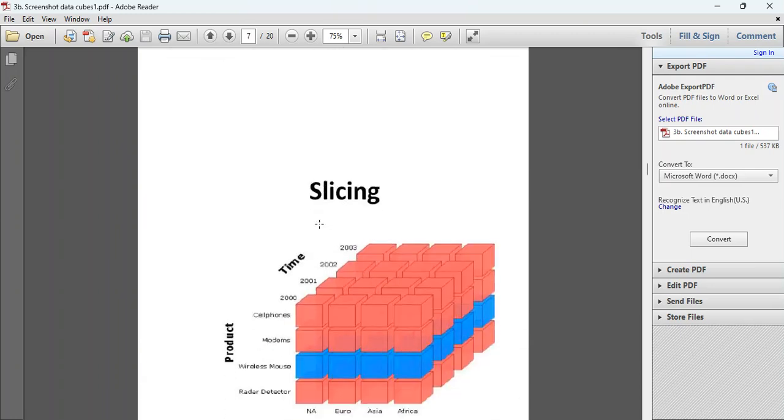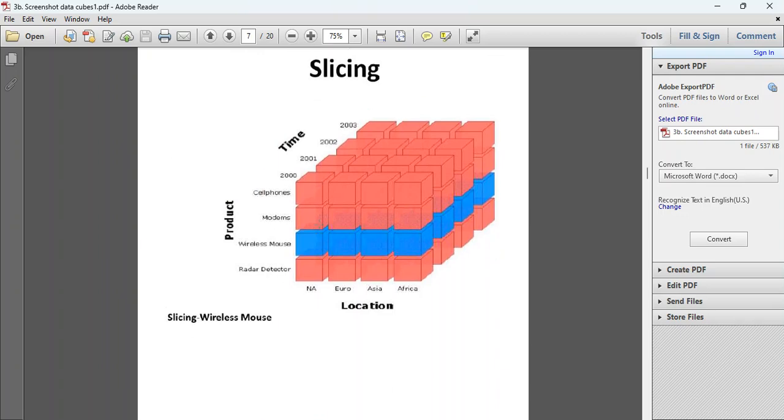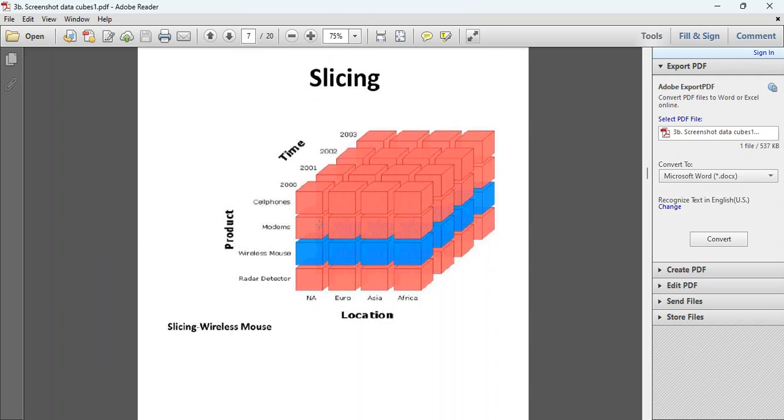We see the example here. This is slicing: I want to get the data of only the wireless mouse, which means we are extracting only this piece. This is a slice of the whole cube. Here the wireless mouse contains all the locations data and all the years data.